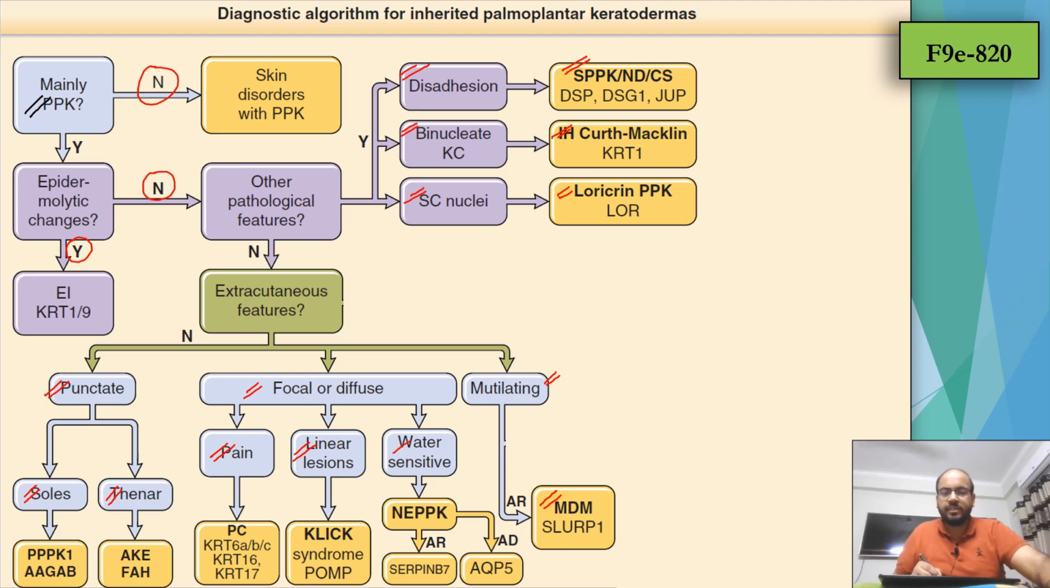If you have water sensitivity, then either you have Bolognia syndrome, aquaporin 5 mutation, which is autosomal dominant, or serpin B mutation in autosomal recessive, which is Nagashima syndrome. And another is transient aquagenic keratoderma. But remember, transient aquagenic is a feature of punctate. Okay. Let's move forward.